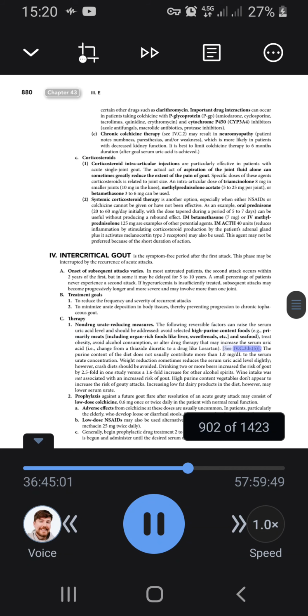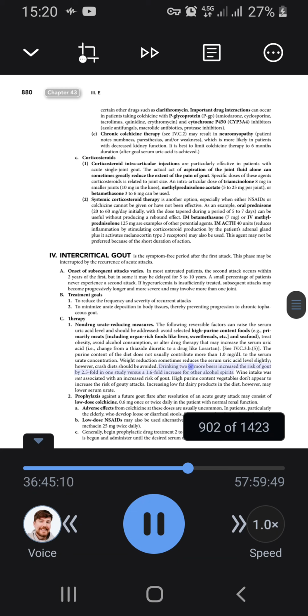The purine content of the diet does not usually contribute more than 1 mg/dL to the serum uric acid concentration. Weight reduction sometimes reduces the serum uric acid level slightly. However, crash diets should be avoided.